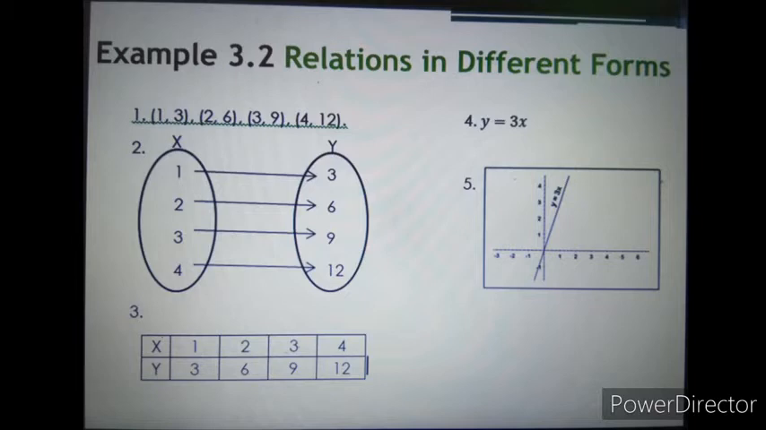It is known that a relation has various forms. It could be a set notation form, a mapping diagram, a tabular form, an equation form, or a graphical form. Since a function is a special type of relation, these forms are also inherited by functions. So let us determine which of these forms are functions. Let's have first number 1.